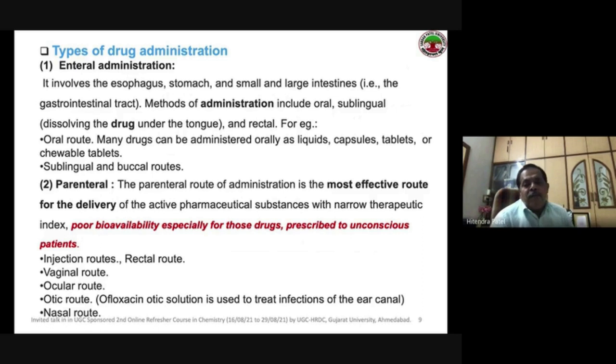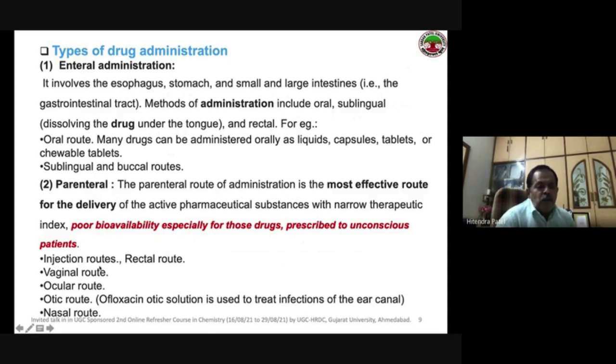When we talk about the narrow therapeutic index, there is poor bioavailability specifically for those drugs prescribed to an unconscious patient, depending upon the cause and which kind of drug has been taken. Based on that, it requires bioavailability at the specific tissue level or organ level. Now, the second classification of drug administration is the parenteral route.